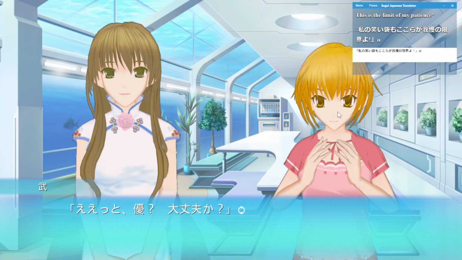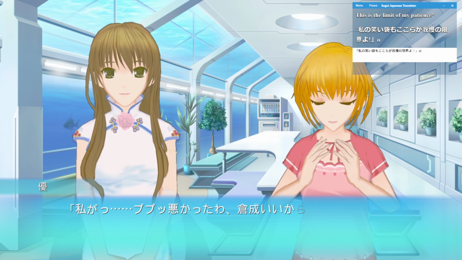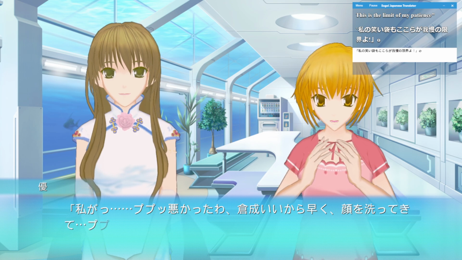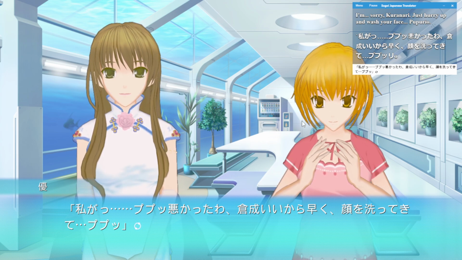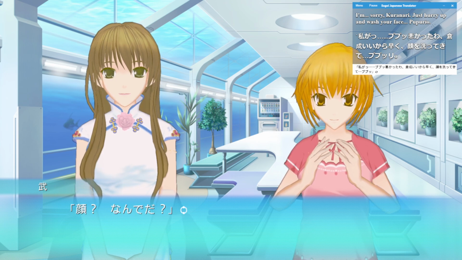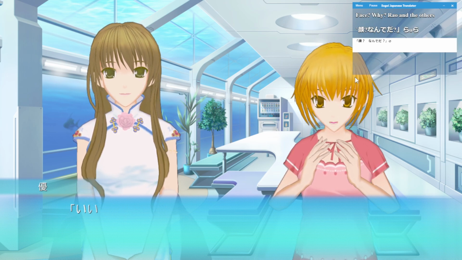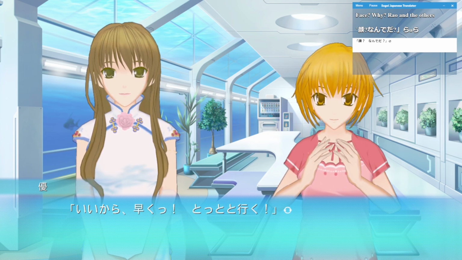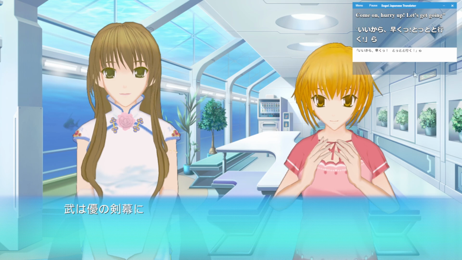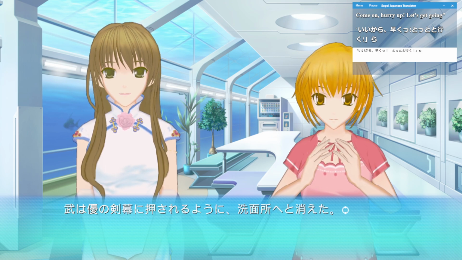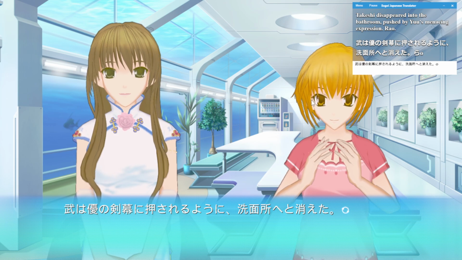Yu, are you okay? I'm sorry, Kurinari. Just hurry up and wash your face. Face? What about it? Or like, why? Come on, hurry up. Just get going. And she shoves him into the bathroom. Takeshi disappeared into the bathroom, pushed by Yu's menacing expression.